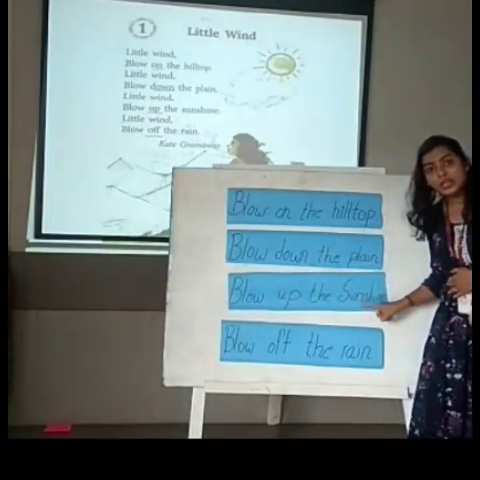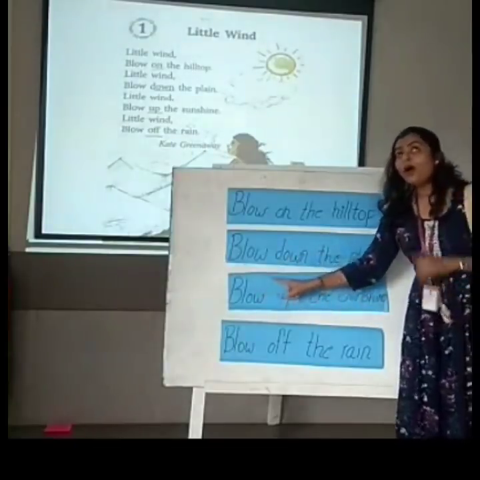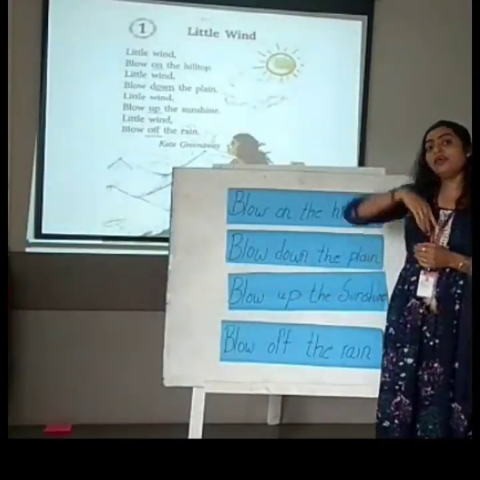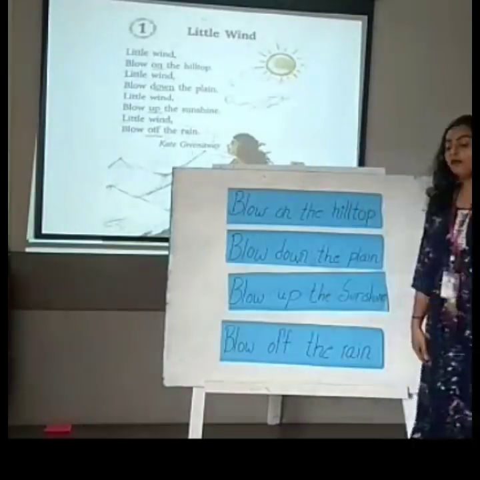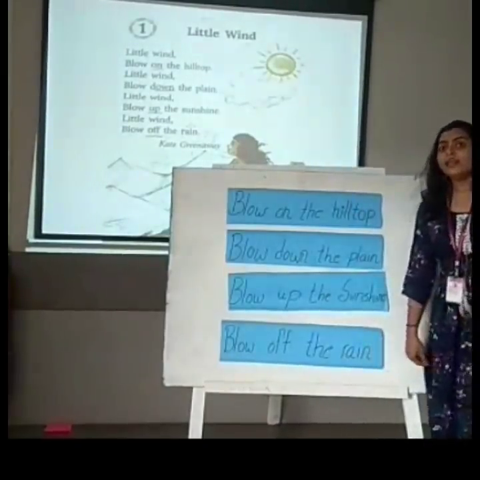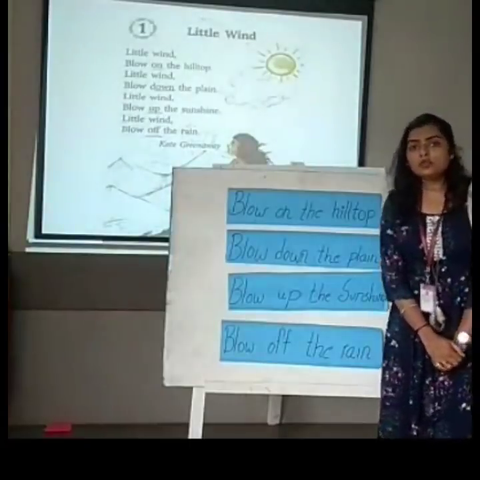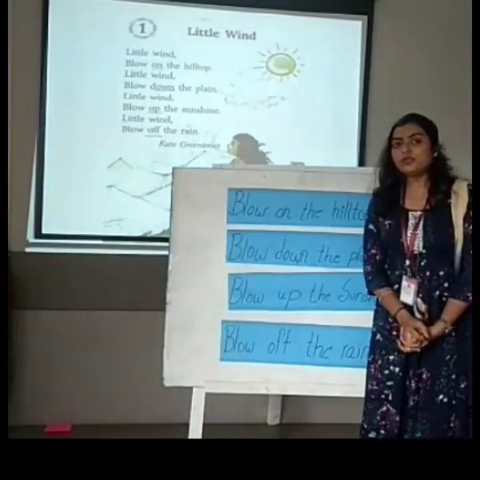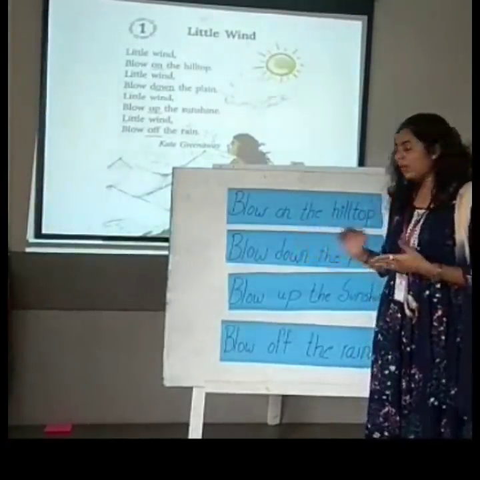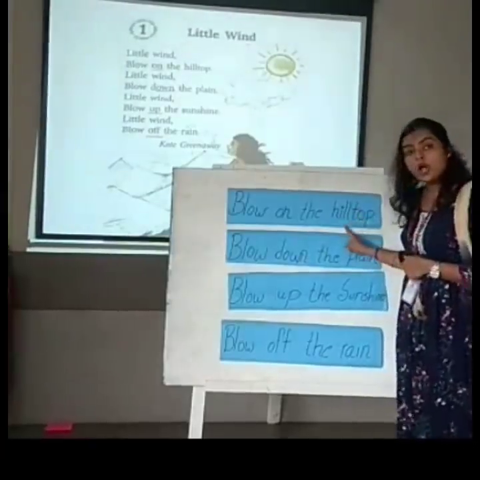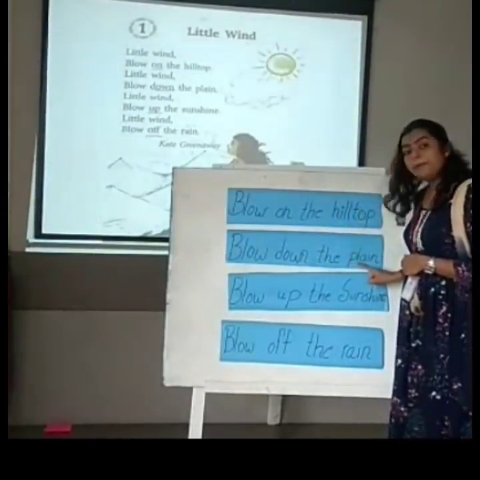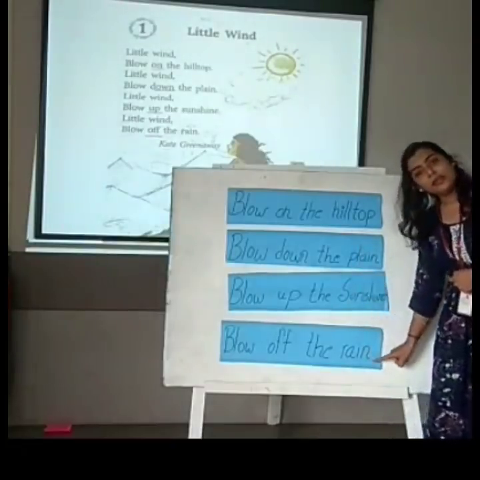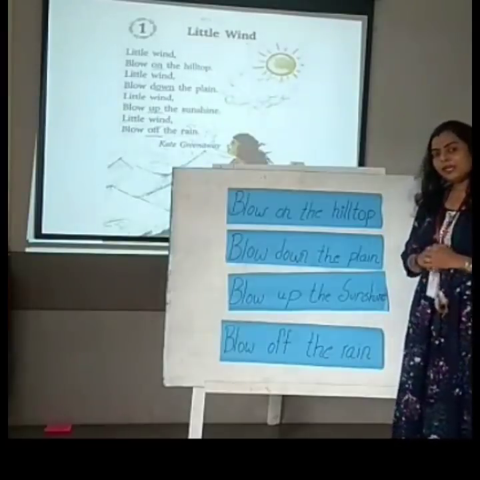Blow down the sunshine. I'm sorry? Blow up the sunshine. Yes. From where sun gives a shine, there also wind blows. Then, blow off the rain. Yes, when rain comes, it also brings wind along with it. Okay? Understood, kids? So, which are the new words which we have learned here? The new words are hilltop, plain, sunshine, and rain.